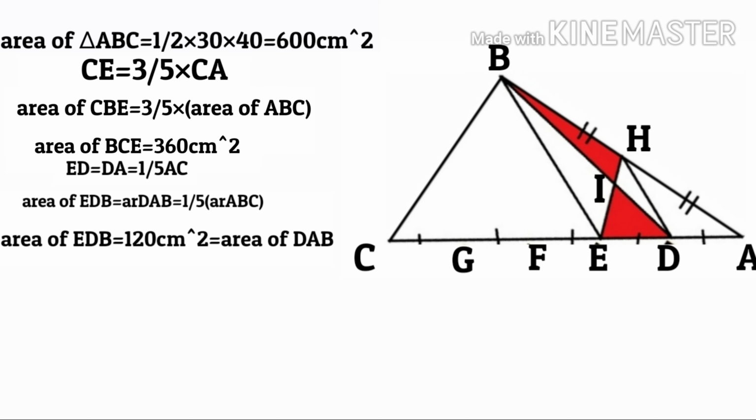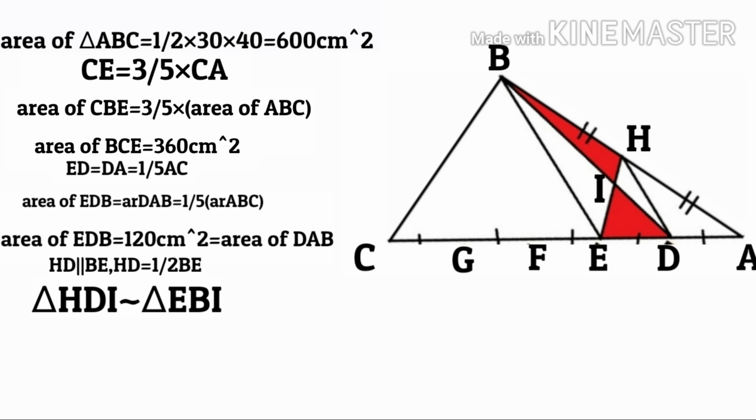Now, let's mark the point of intersection of BD and HE as I. So, if we focus on triangle BEA, H and D are the midpoints of side AB and EA respectively. So, by midpoint theorem, HD is half of BE and HD is parallel to BE. Now, triangle HID and triangle EIB are similar as vertical angles are equal and alternate angles are equal as lines HD and BE are parallel.